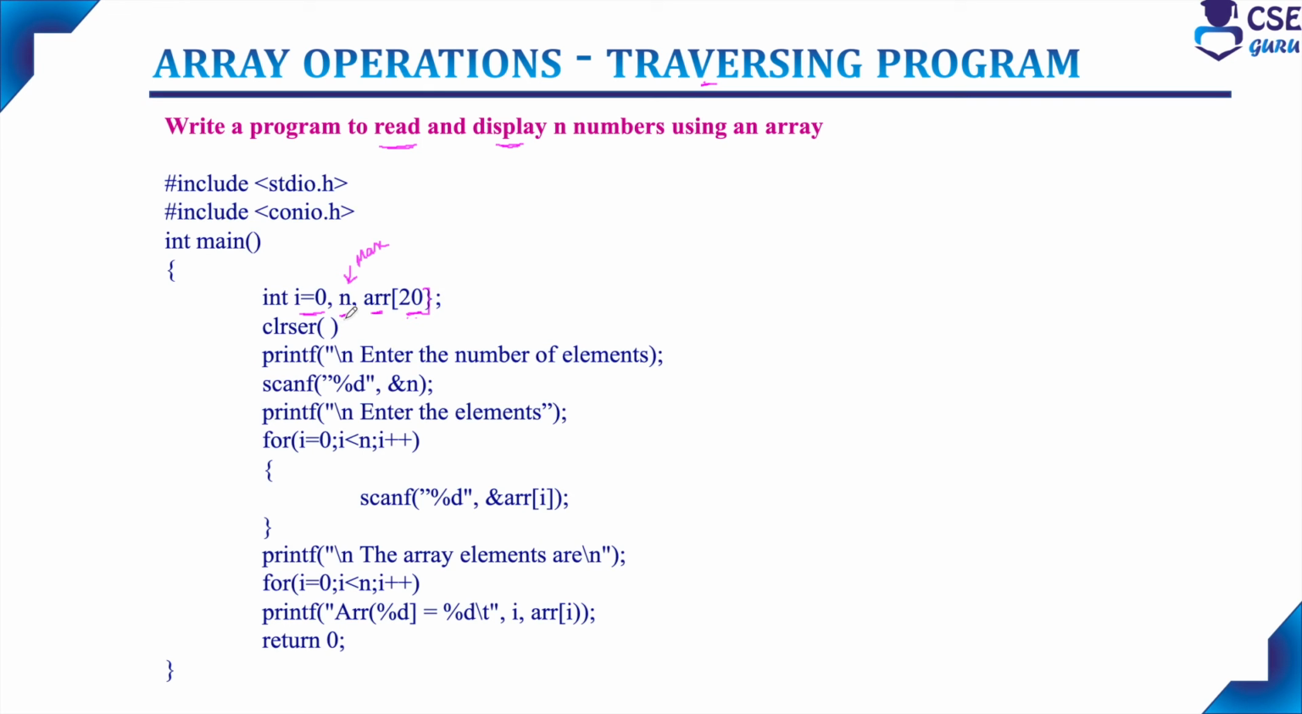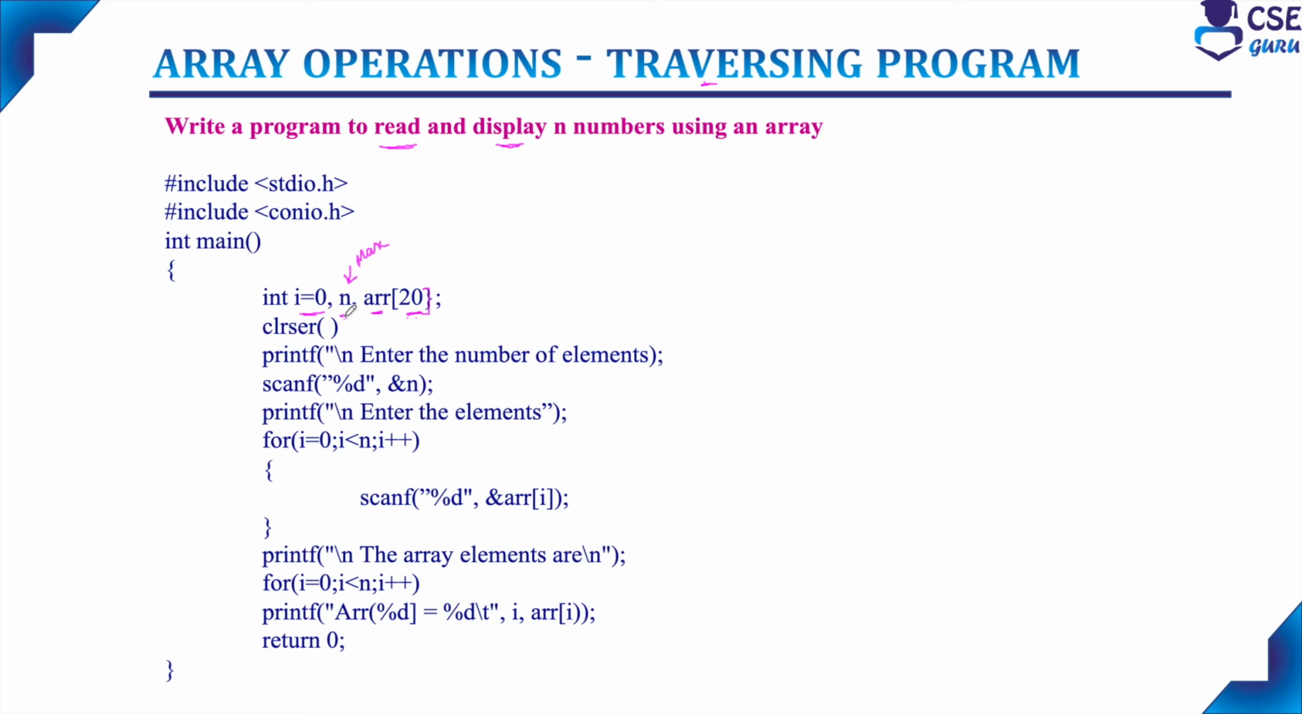But if you are giving the n value as 5, only 5 will be utilized. You can store only 5 elements. The remaining 15 locations will be reserved and kept free. That is the meaning. Suppose the n value is 10, then 10 memory locations we can utilize. If it is 20, then 20 memory locations we can utilize.